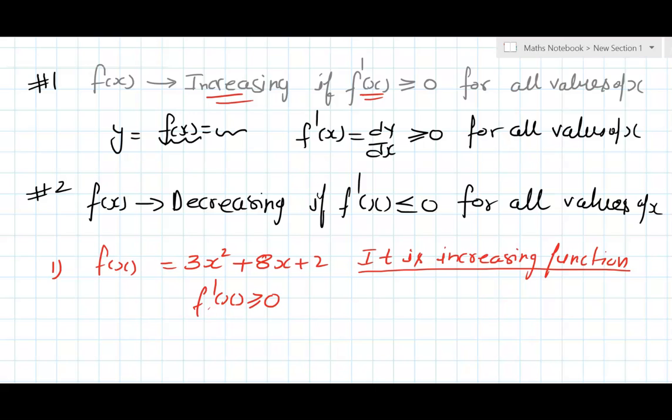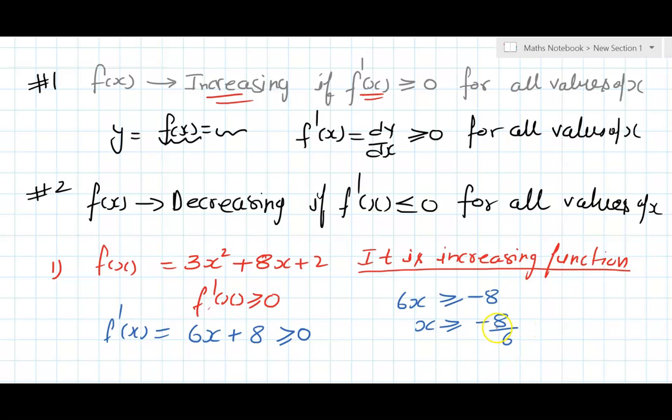So what is f dash x here? f dash x will be, differentiation of 3x square is 6x, differentiation of 8x is 8, and differentiation of 2 is 0. So this should be greater than or equal to 0. Now for which values of x is it increasing? So we can solve it. Minus 8 both sides, so 6x is greater than or equal to minus 8, and divide by 6. So x is greater than or equal to minus 8 over 6. If you cancel by 2, it will be 4 over 3. So x is greater than and equal to minus 4 over 3.